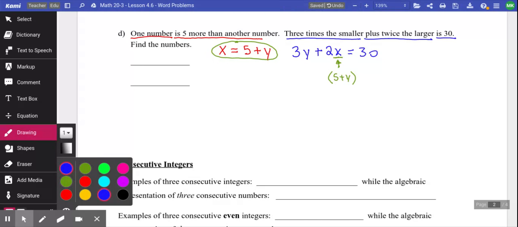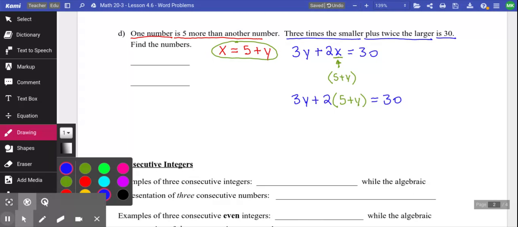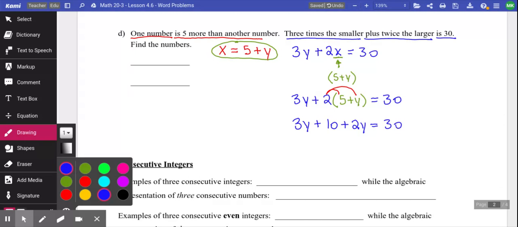To do that, I then go to that blue equation, and I'm going to change x to be 5 plus y. Notice that I'm using brackets. Those brackets help me to remember that 2 is multiplying. You now have an equation built. You need to solve that equation. To solve that equation, you have to expand it. So you're going to multiply the 2 into the brackets. That leaves me with 3y plus 10 plus 2y equals 30, because I multiplied that 2 to the 5 and that 2 to the y.